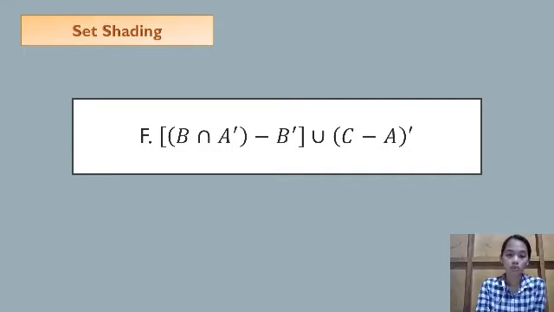The problem set was the quantity of B intersection of A prime minus B prime, union of the quantity C minus A prime. Before starting the shading part, I suggest that you first work on making Venn diagrams, a lot of Venn diagrams, so that the flow of the shading will be easier and faster. In my case, I did a lot of Venn diagrams first before shading.